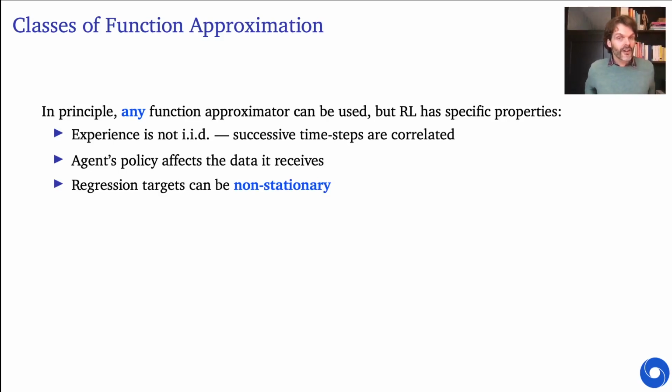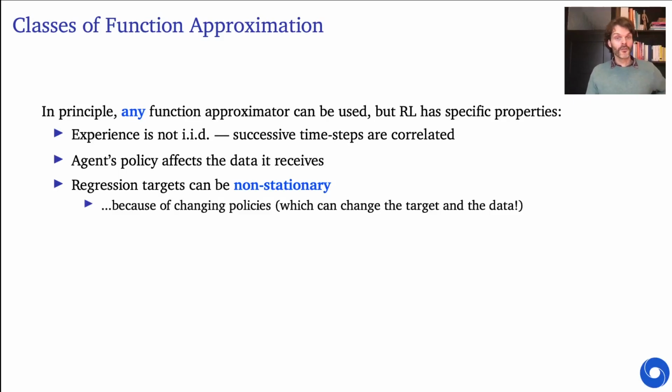For instance, the regression targets are often non-stationary. This is, for instance, because we're doing control. We might be changing our policies as we go. And this might not just change the targets for our regression, our value targets, for instance if we bootstrap, but it might also change the data. So it's actually non-stationary in more than one way.